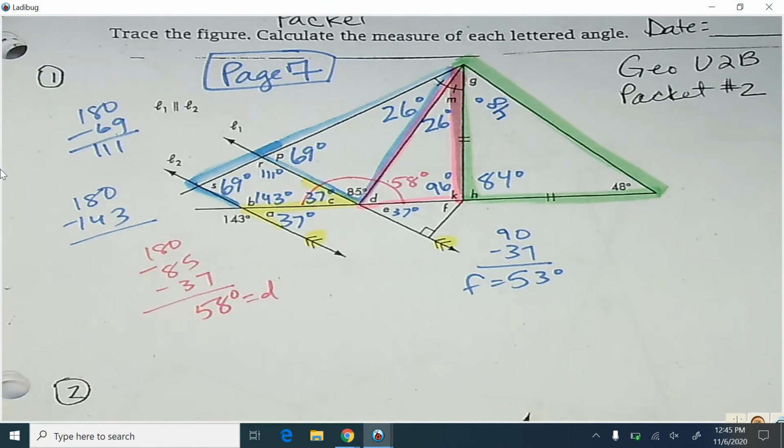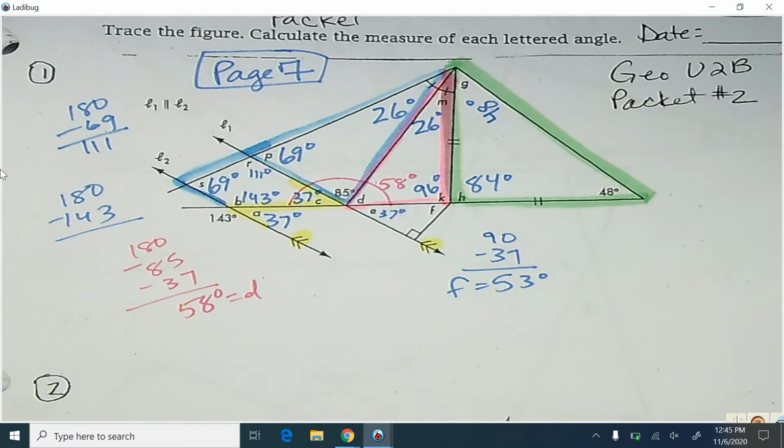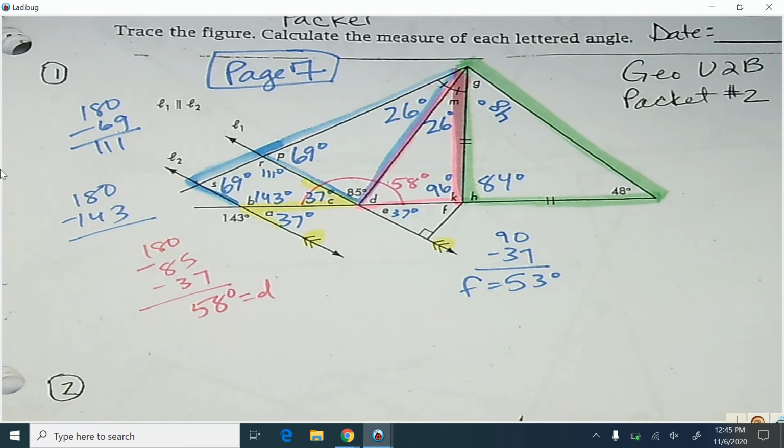And all that work just for that one question. And so much of these anglegram questions are, can you see it? Do you see the pattern and all that? All right, any questions on number one?